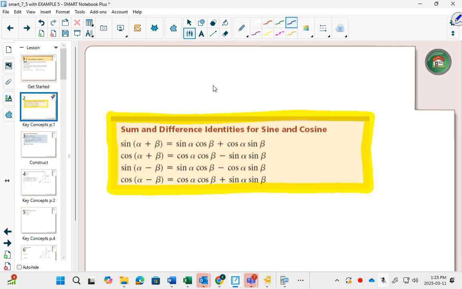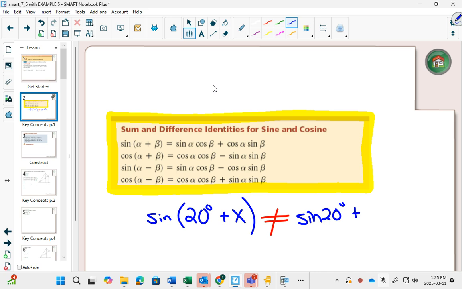Most people would think this. If I had sine of 20 degrees plus x, most people think, and this is wrong, that this should be true. And it kind of makes sense that you think it should be true because you're used to distributing, right? What is the problem here? Why am I not allowed to distribute?